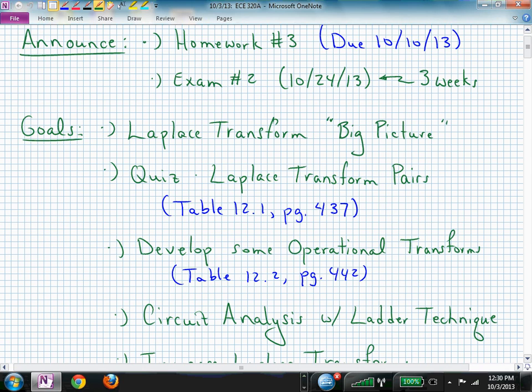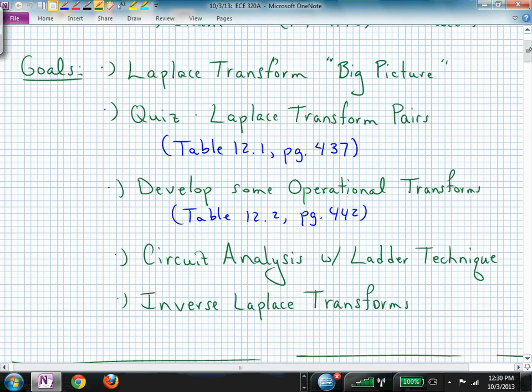And most of the material that we will be dealing with will be the Laplace transform, and I want to try to provide you with a big picture perspective on the Laplace transform. Then we'll have a quiz.